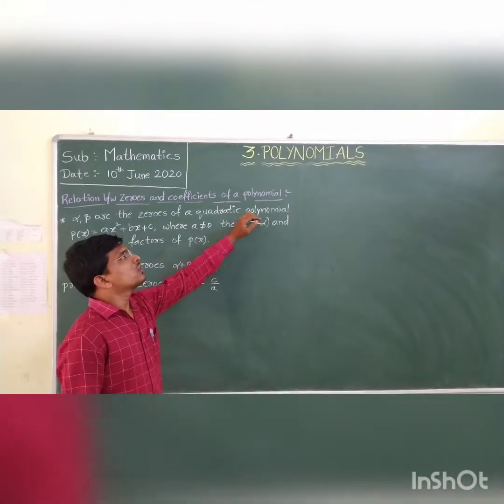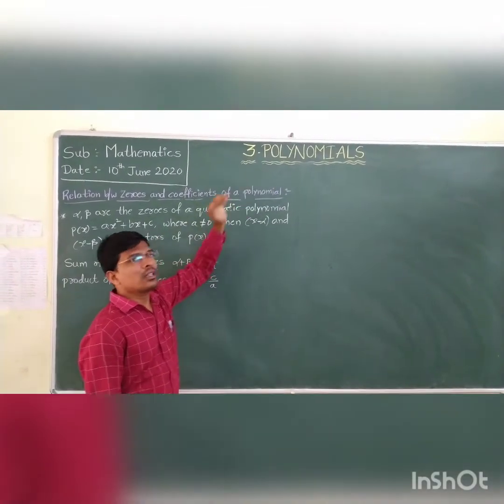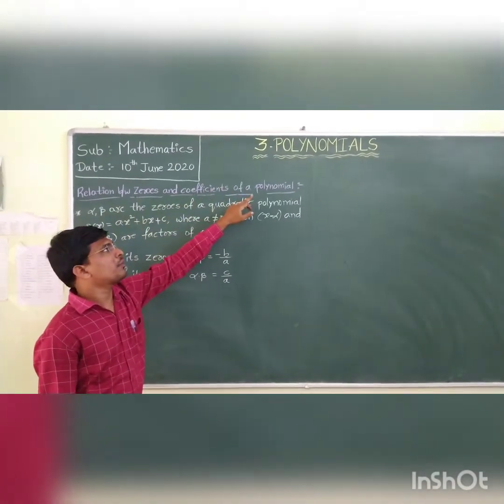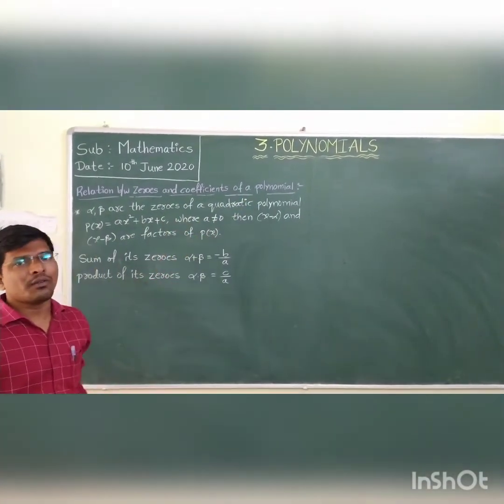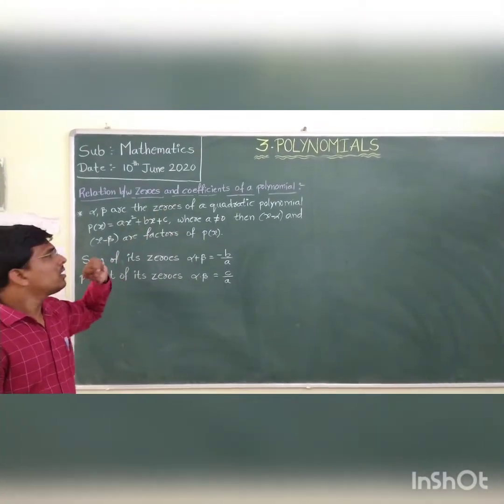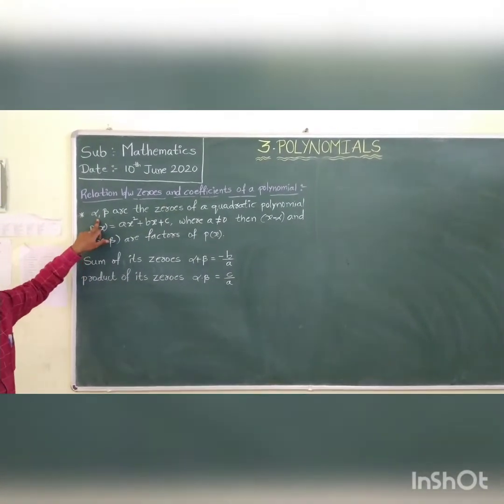Morning students. So we are learning the polynomials chapter. In this part 3, relation between zeros and coefficients of a polynomial. In the previous class we have learned up to some extent. So today we are going to learn in detail. Okay, the statement what we have learned.